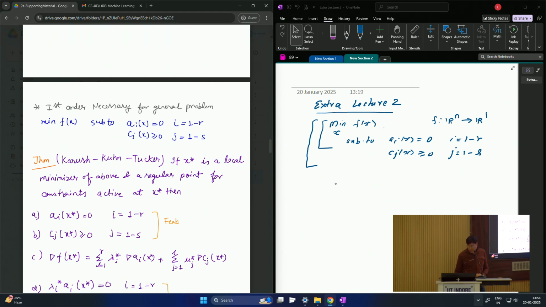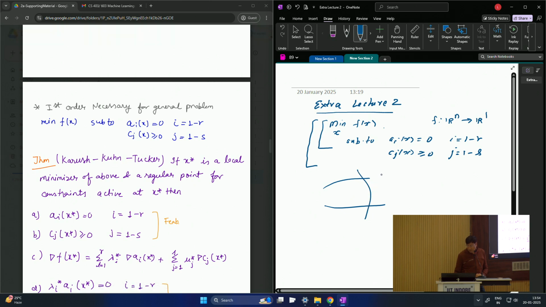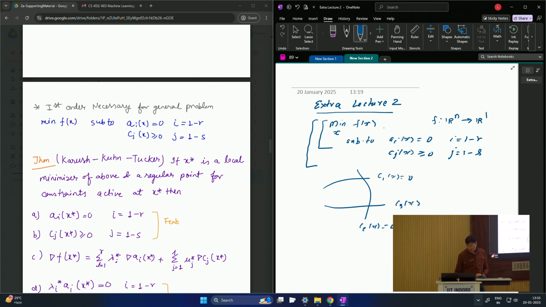Now what is active and inactive? Let's say I've got 3 constraints. These are all inequality constraints. So this is C1 of x equal to 0, C2 of x equal to 0, C3 of x equal to 0. And this is C1 of x greater than or equal to 0, this is C2 of x greater than or equal to 0, and this is C3 of x greater than or equal to 0. So basically the feasible region is, if they were colliding, this is the feasible region inside.